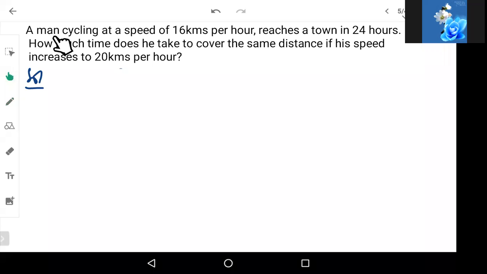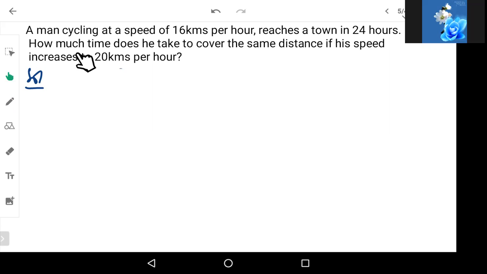A man cycling at a speed of 16 kilometers per hour reaches a town in 24 hours. How much time does he take to cover the same distance if his speed increases to 20 kilometers per hour? So as of now, he is cycling at a speed of 16 kilometers per hour, and he will reach the destination, that is the town, within 24 hours.